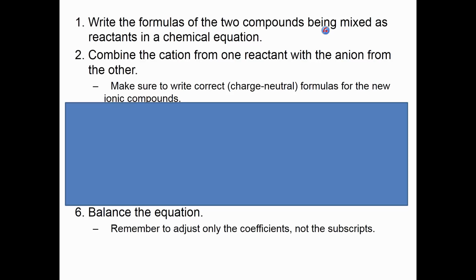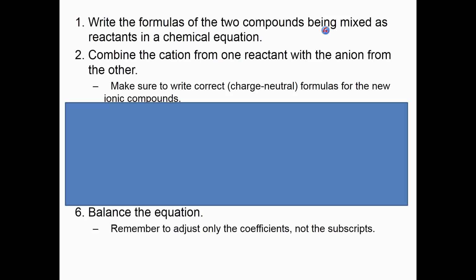The second step, combine the cation from one reactant with the anion from the other. So this is essentially what we're doing. We're switching places. And one thing I should mention here, for every single double replacement reaction, we are dealing with ionic compounds. Okay, so we will always have ionic compounds. We will always have anions and cations, and the anions and cations switching places.